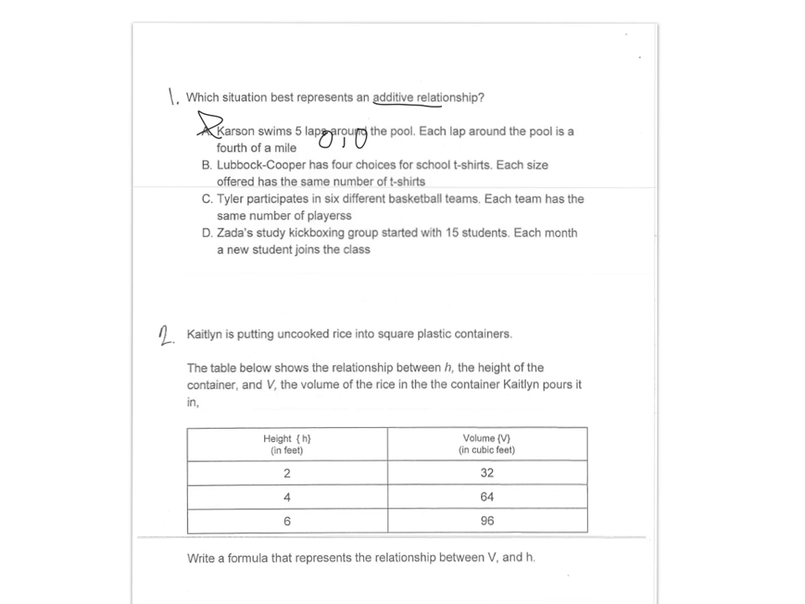Lubbock has 4 choices for school t-shirts. Each size offered has the same number of t-shirts. Okay, think about this. If you ordered 0 t-shirts, how many sizes of t-shirts would you have? 0. So that would contain 0, 0. Is that additive or multiplicative? That's multiplicative. Tyler participates in 6 different basketball teams. Each team has the same number of players.